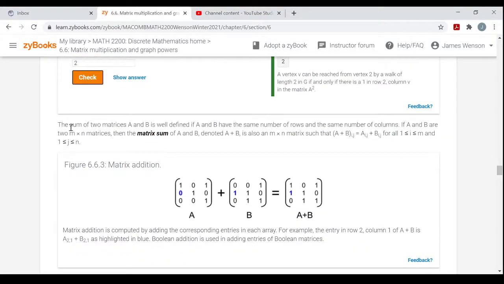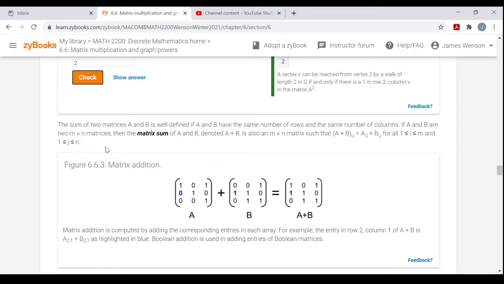All right. Now, we've talked about matrix multiplication. That's the hard one. The matrix multiplication is the tricky one. Matrix addition is the easy one.